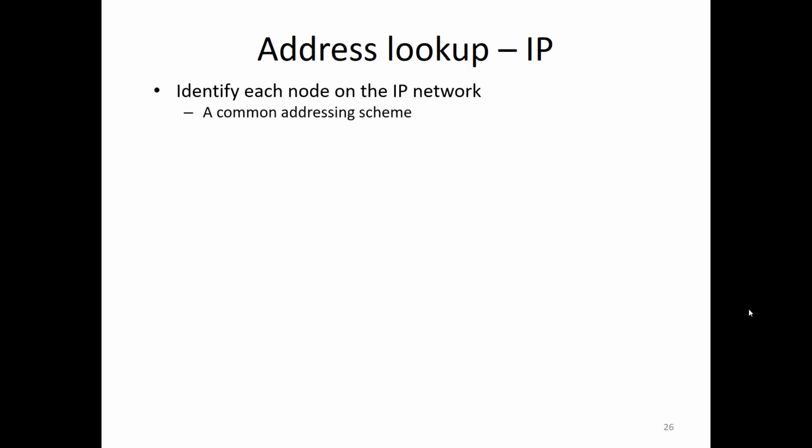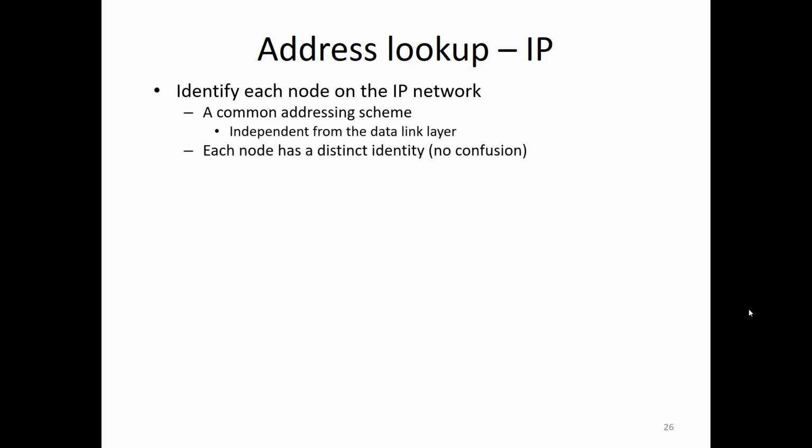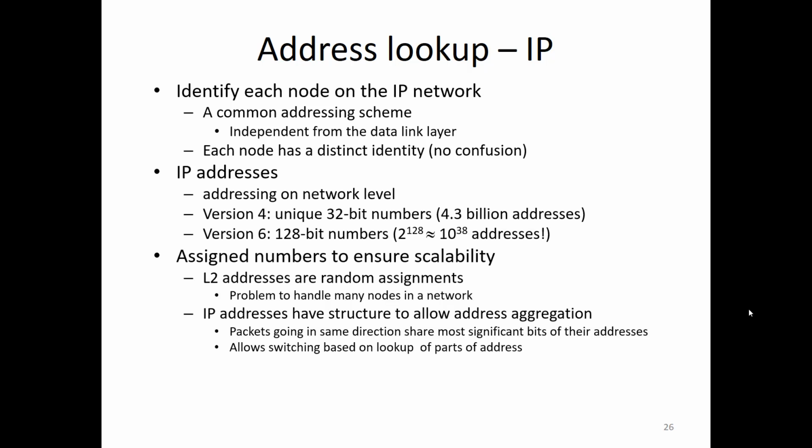The IP addresses have the same function as an Ethernet address to identify a node on a network. In this case, it's an IP network, which is a network that is built to span the whole globe. So there's a common addressing scheme irrespective of what data links are used below the networking layer. It's important that each node has its distinct identity. There cannot be any confusion about which node has a given IP address in the whole internet. So the IP addresses provide addressing on the network level.